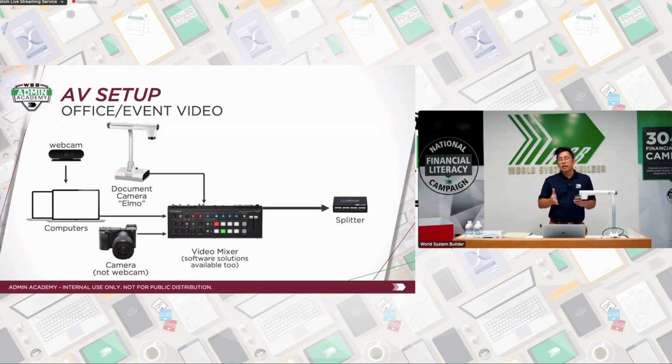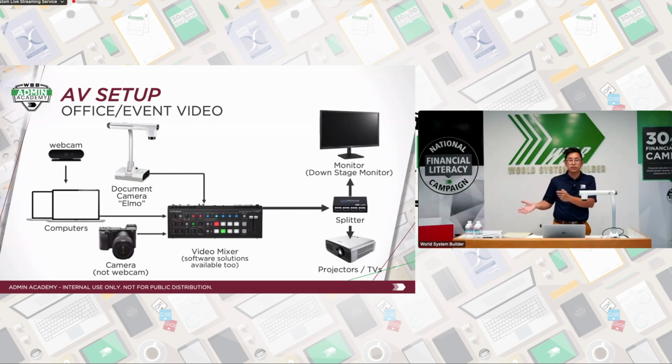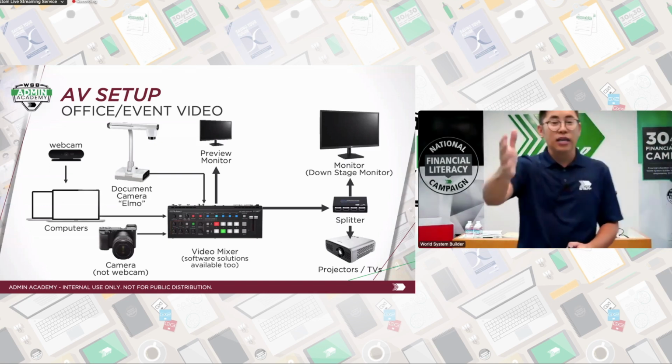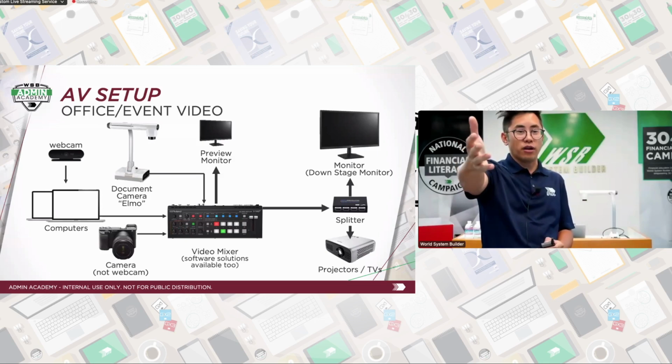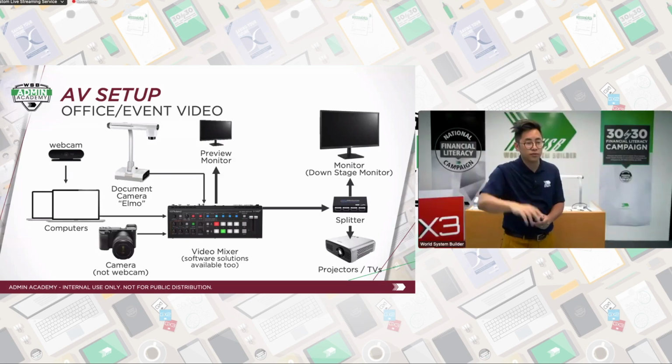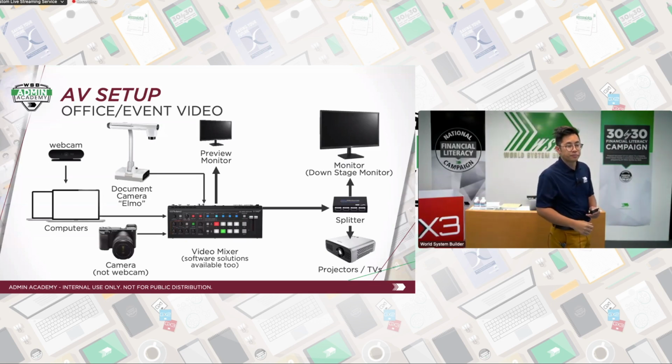And this outputs to somewhere. It goes out to, say, a splitter. Maybe it goes to projectors, or it goes to TVs. We also have a preview monitor. That's what I'm looking at right here in front of the screen. You can't really see it, but it is a TV right in front of this camera. I can see what's happening on stage as I talk to all of you. That's what that preview monitor is for.